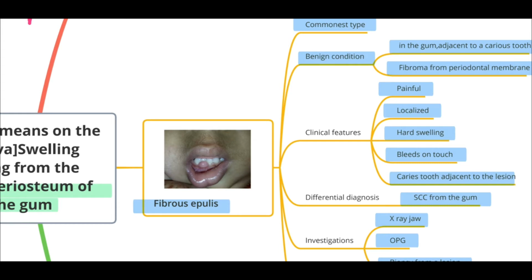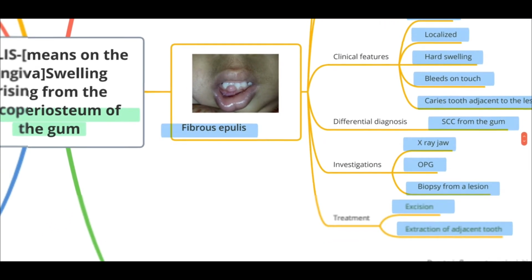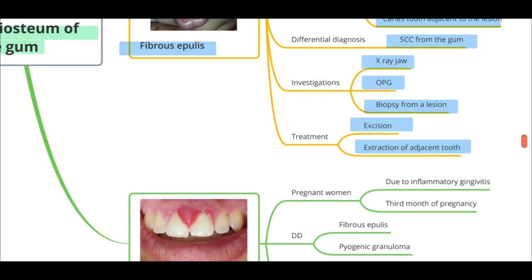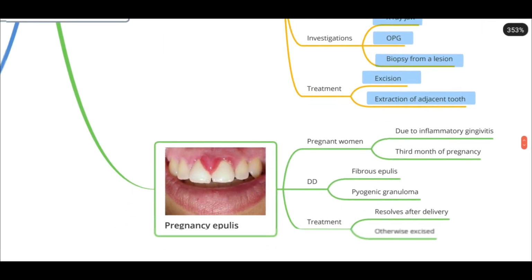So quickly summarizing fibrous epulis, it is the commonest type of epulis. It is a benign condition from the gum. It resembles squamous cell carcinoma. It is painful, it is localized, and it is a hard swelling which bleeds on touch. There is a carious tooth which is adjacent to the lesion and you investigate it by taking an X-ray of the jaw, OPG, or a biopsy from the lesion.